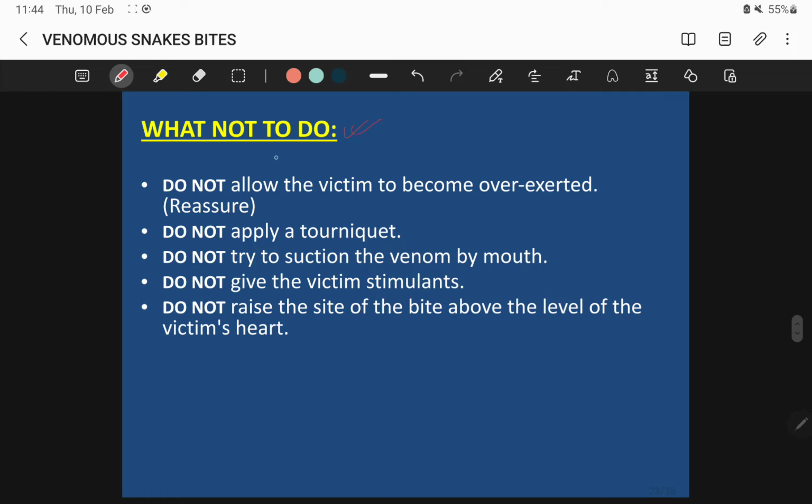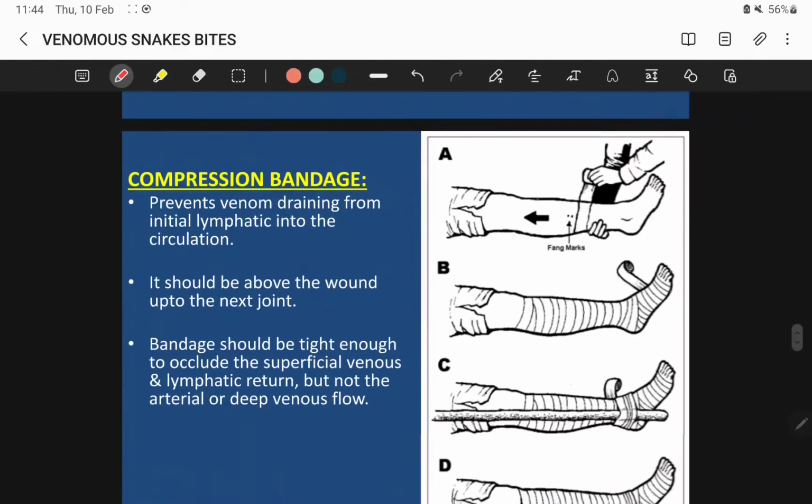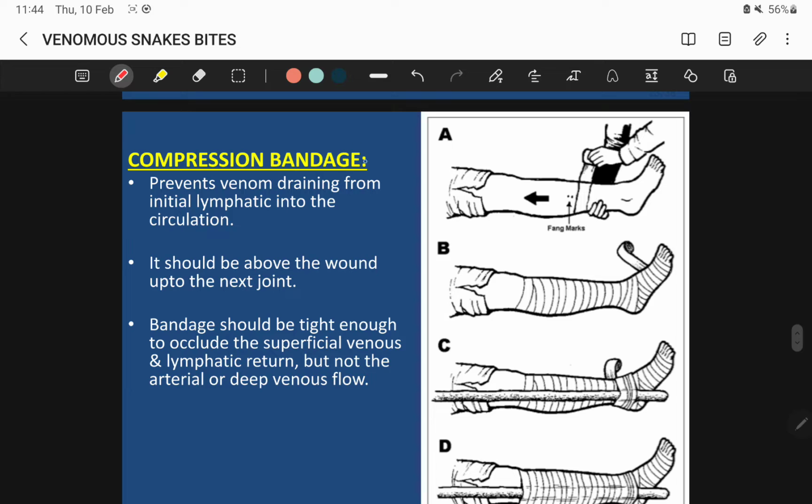So what not to do in a snake bite, right? Do not allow the victim to become overexerted. Reassure them, tell them it's going to be okay and not to worry too much. Do not apply a tourniquet, and do not try to suction the venom by mouth, especially if you have ulcers like aphthous ulcers. Do not give the victim stimulants, and do not raise the site of the bite above the level of the victim's heart, because that will cause more circulation and the venom will spread systemically. What we can do is apply compression bandages.